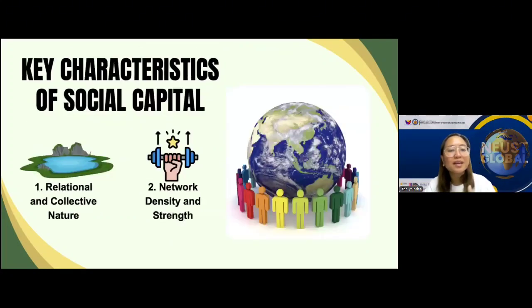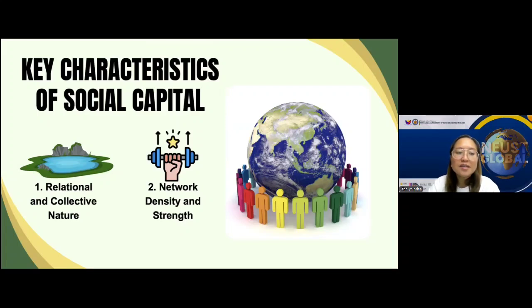Now let's talk about key characteristics of social capital. As you can see, the first one is relational and collective nature. So social capital exists because of relationships. It is something that grows when people interact, when people communicate, when people trust one another. You can't have social capital alone. It develops when individuals come together as part of a group or an organization or community that shares common goals and values. So when people build good relationships, they start to understand each other better. They cooperate more easily and they hold one another accountable. This makes communities or groups more united and effective.